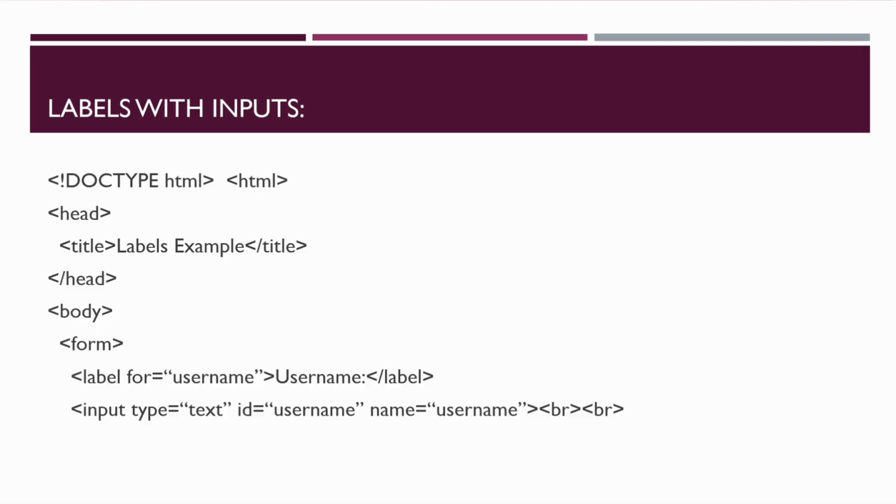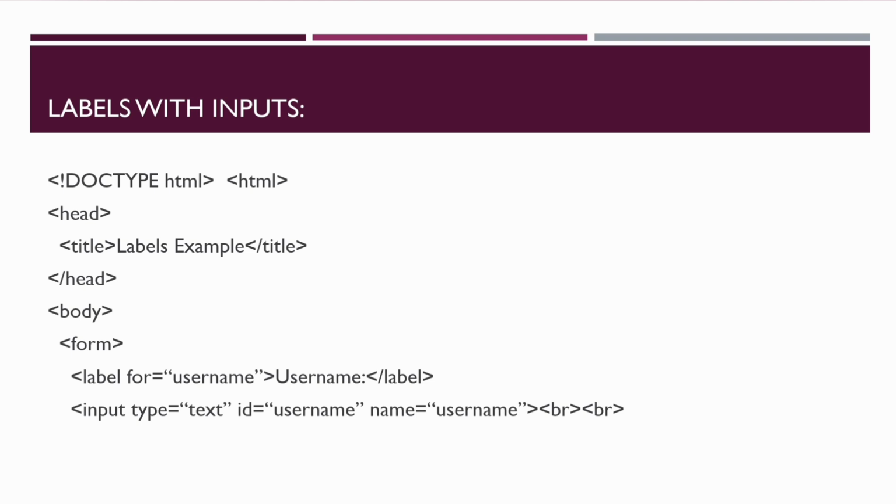Just a minute. Yeah, label with inputs. Doctype HTML, head. In the title I write labels example. Close it and then open body. Inside body I open form. Then I write a label. Here we use that for attribute. Using this label for the attribute username. We use this label for username. In between that I write username. Then I am writing input.